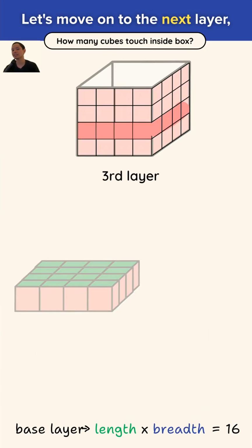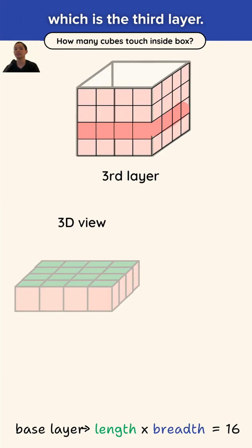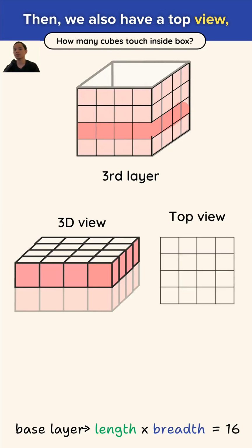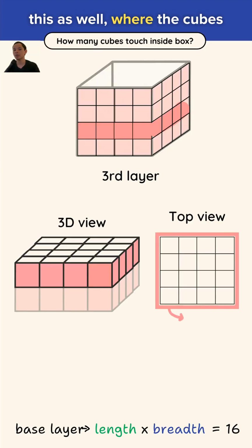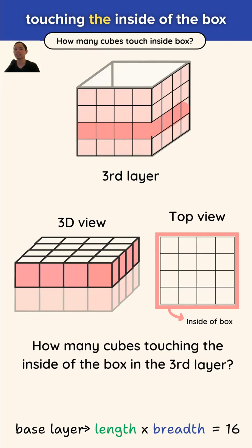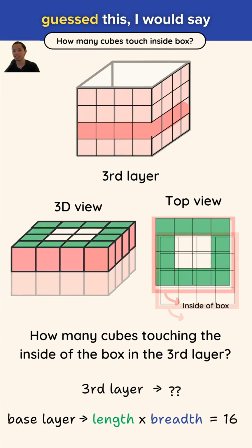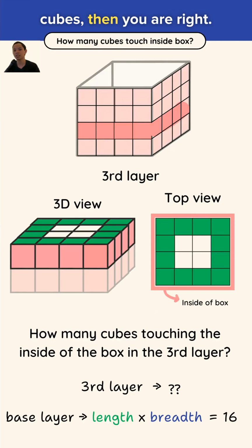Let's move on to the next layer, which is the third layer. So if we were to add one more layer on top of the base layer, it will look something like this. Then we also have a top view that will look something like this as well, where the cubes are also touching the inside of the box. So how many cubes are touching the inside of the box in the third layer? So the thing is that if you guessed this, I would say 12 cubes, then you are right. So how do we calculate the number of cubes touching the inside of this layer over here?